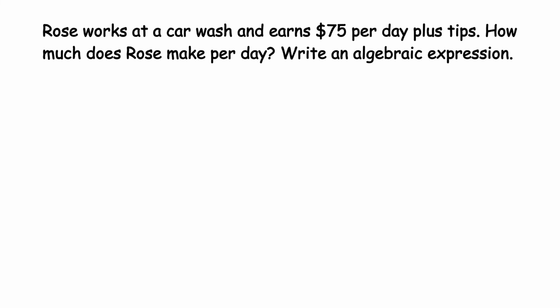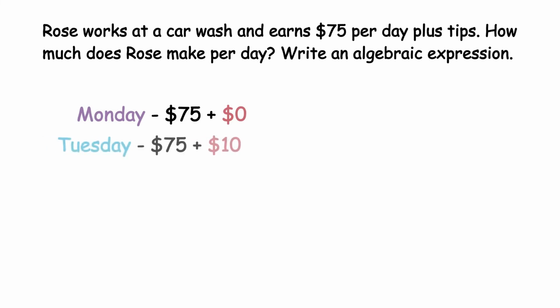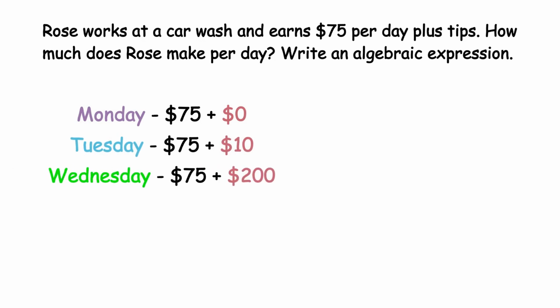So we know that with an algebraic expression, there has to be at least one variable and at least another variable or number. So in this case, some keywords that I noticed is that it says Rose makes $75 per day. So essentially, no matter what day it is, she's always going to make $75. But it also says she makes $75 per day plus tips. So maybe one day she's always going to make $75, but in terms of tips, what if she makes $0 in tips, which is horrible, but hey, it is what it is. Or maybe another day she's going to make $75 plus maybe $10 in tips. Or if she gets lucky, maybe she'll make $75 plus $200 in tips.